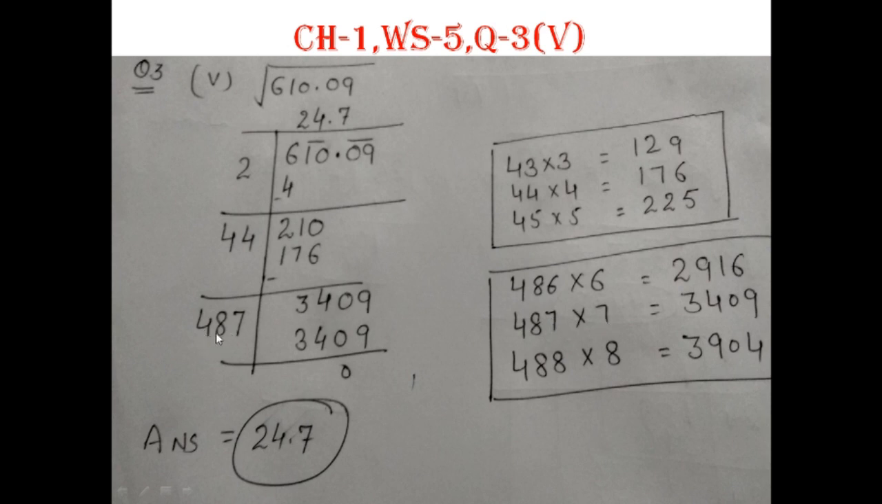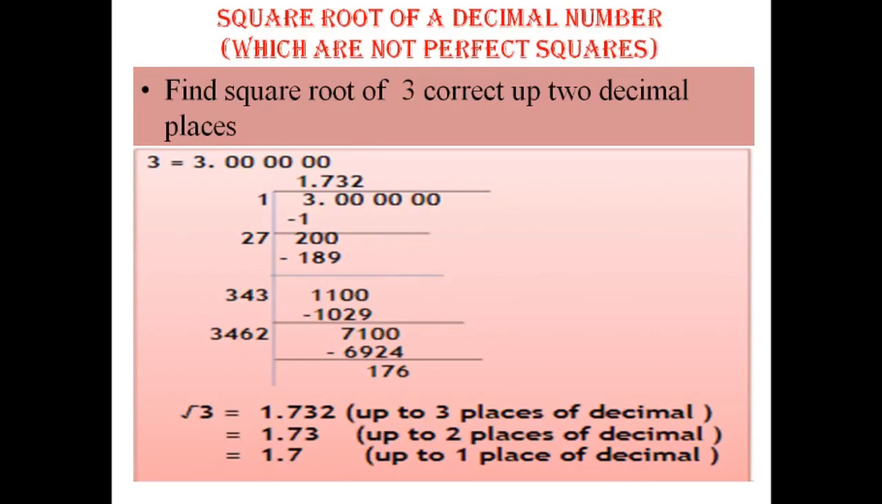So when I multiply 487 by 7, I got the same number. Subtract it, and you will get your answer. Your answer is 24.7. Now let's find out the square root of a decimal number which is not a perfect square.